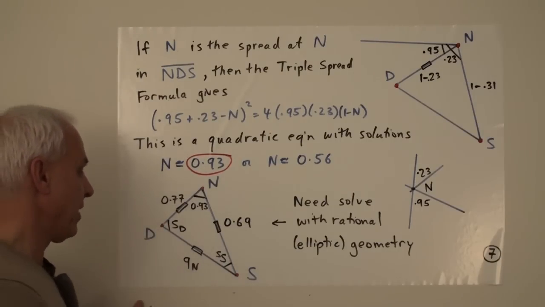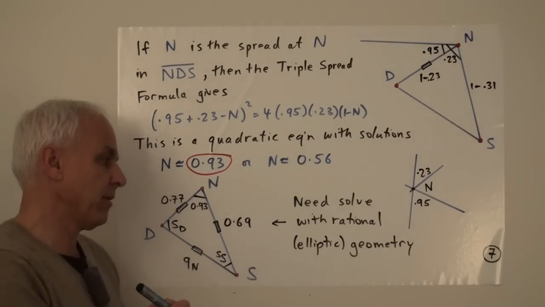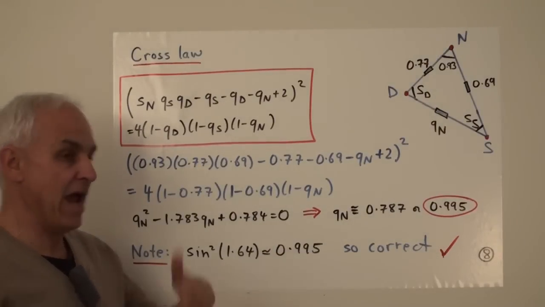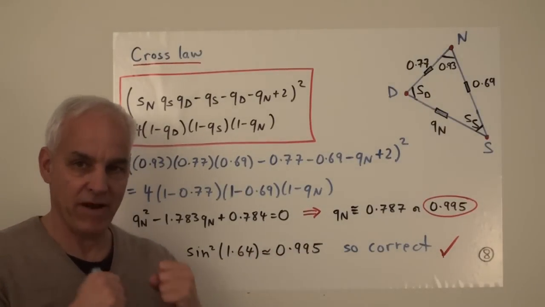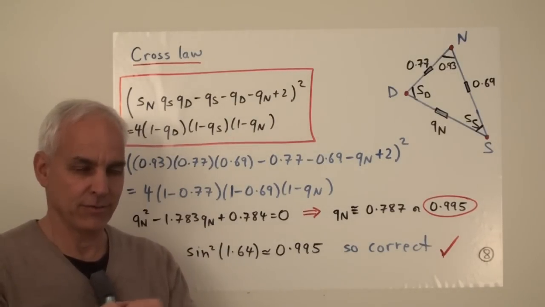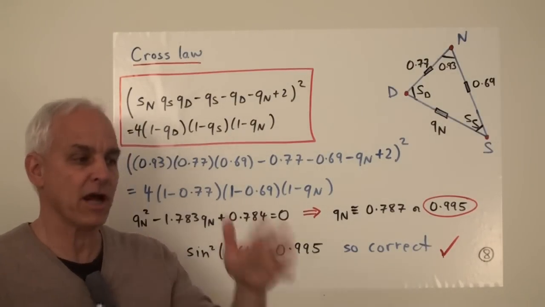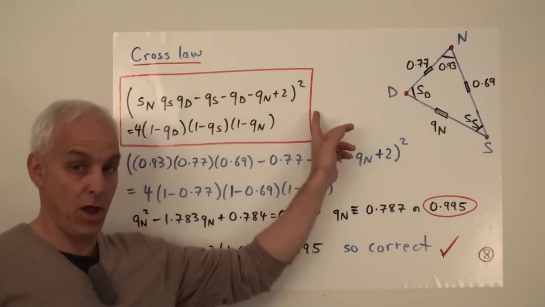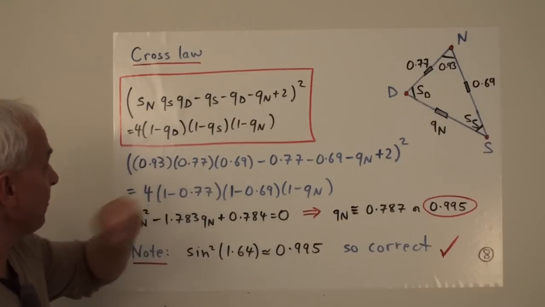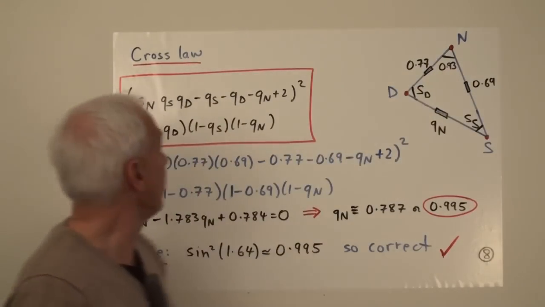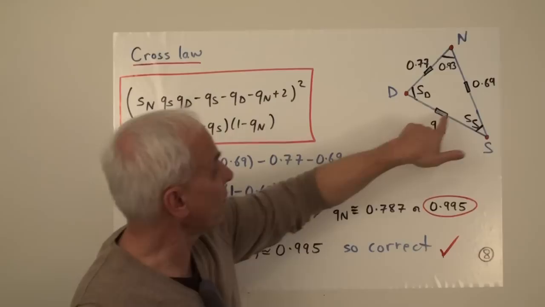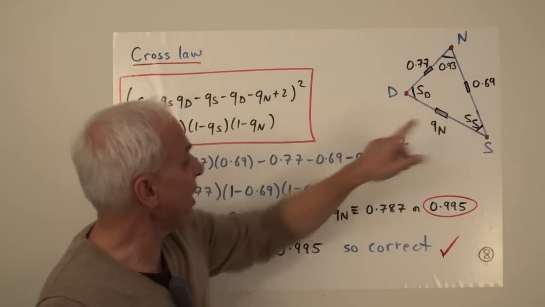And so now we want to see, how do we solve this with rational elliptic geometry? Okay, so we're going to use the analog of the cosine law, which is the more fundamental cross law, a really powerful law. It's what's really going on here. The cosine law is a shadow of this law. So this one is telling us that there's a relationship between this spread, S sub n, and the 3 quadrances 0.77, 0.69, and Q sub n.